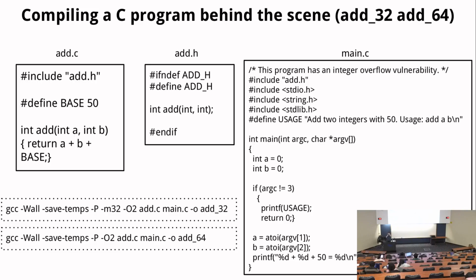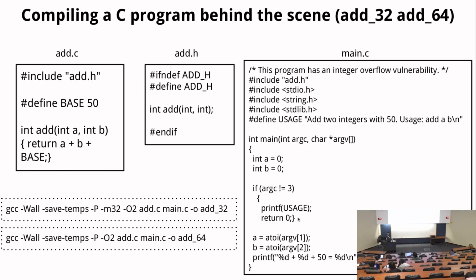Then we check if there are three arguments. In Linux, the first argument will always be the program itself. So when you run this program, you actually give two more additional arguments. The shell will give the first argument, which is the name of the program you are running. So if the total number of arguments is not three, it will print out a usage. Basically, it's just one string, saying adding two integers together with also 50. So the usage is just the program and two numbers.